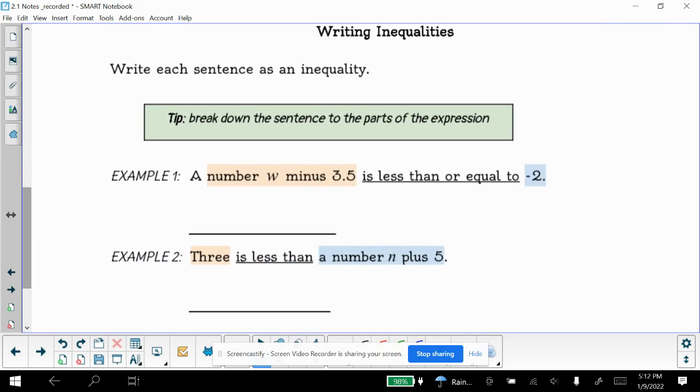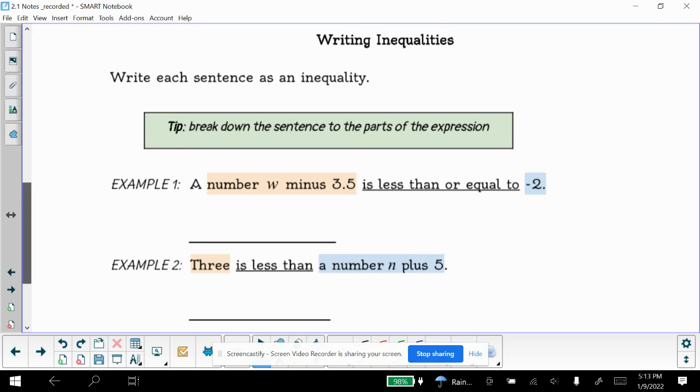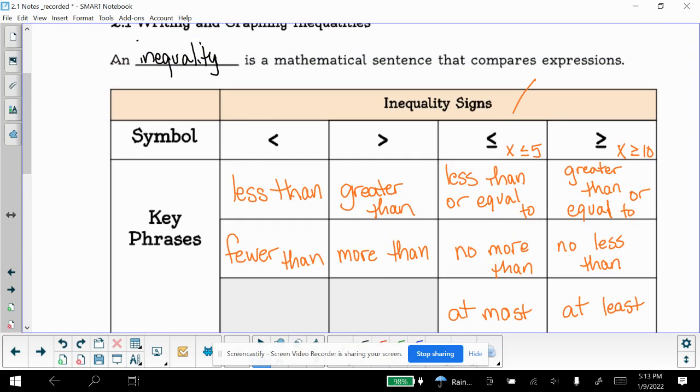All right, writing inequalities. So for each sentence, we're going to write an inequality. We are going to break this down into its parts. You'll notice that I highlighted some of it here in your notes, but in the future, feel free to box things up, underline them, double underline them, squiggly line them, whatever is easiest for you to help you visualize the parts of this inequality that make up the two expressions that are being compared. So, example 1, we have a number w minus 3.5 is less than or equal to negative 2. So, less than or equal to, again, we want to look back up at our table. Less than or equal to is this guy.